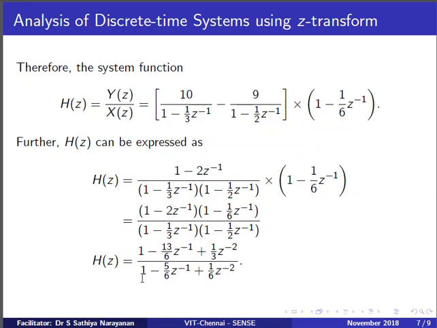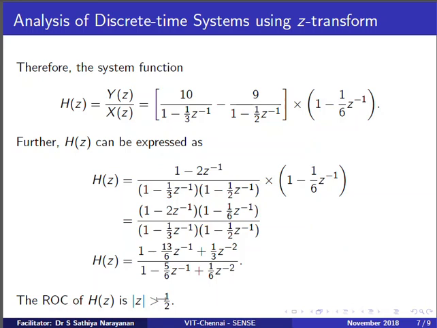So in the denominator, 1 divided by 5 by 6 z inverse plus 1 by 6 z power minus 2. So we know H of z, of course, yes, this is the z transform. Therefore, the ROC, region of convergence, is modulus of z greater than 1 divided by 2, because there are only two terms in the denominator of the H of z expression, 1 divided by 3 and 1 divided by 2.